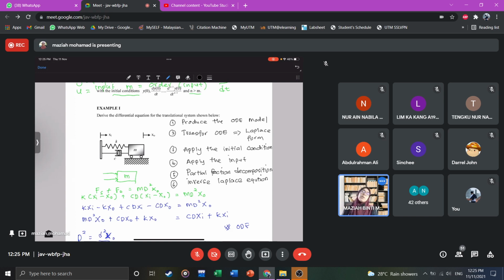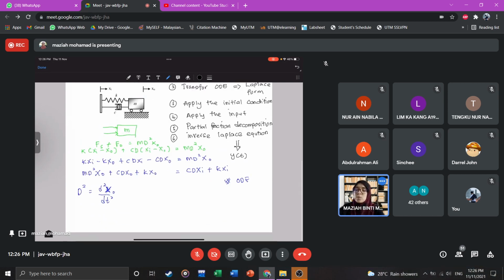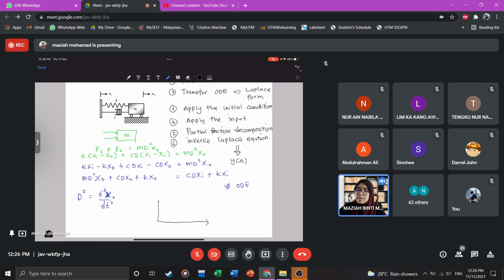Okay. We're going to inverse the Laplace equation. So lastly, what we get here is y(t), which is what we call the solution for the ODE. So y(t) here represents the behavior of the system. If we plot y(t), you should be able to get some response. For example, the equation of y(t) will allow you to plot this kind of graph. Any questions so far?